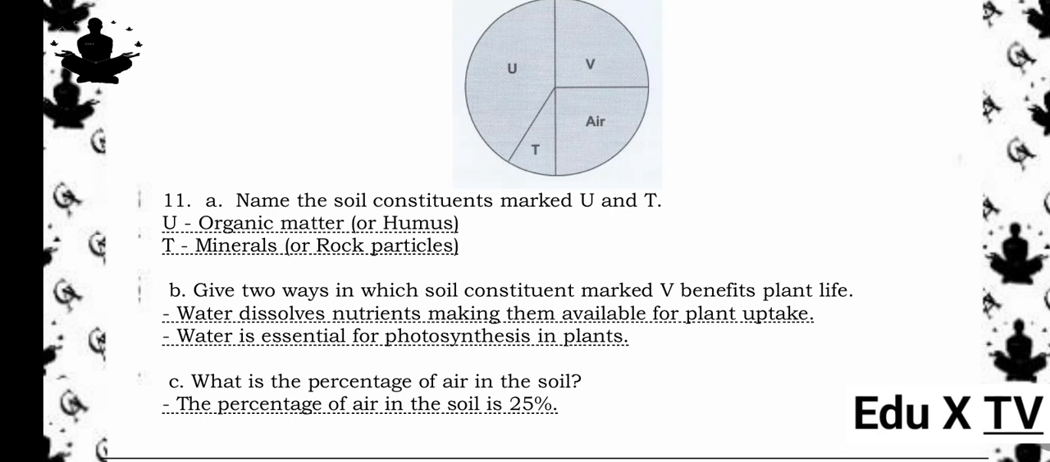11. A. Name the soil constituents marked U and T. U. Organic matter, or humus. T. Minerals, or rock particles. B. Give 2 ways in which soil constituent marked V benefits plant life.